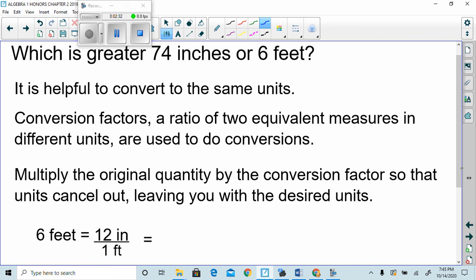So I need to know some common things, like there are 12 inches in 1 foot. Well, if there's 12 inches in 1 foot and I'm looking at 6 feet, I simply multiply, and when I do this, the units here cancel out, and I'm left with inches, which is what I was looking for. And I'm going to multiply this, and I get 72 inches. And then I find out that 74 inches is greater than 6 feet. So that's just a simple one.